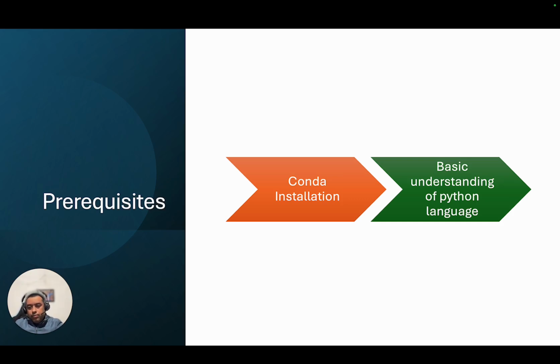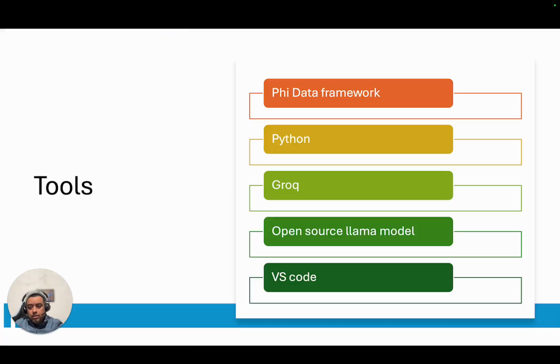The prerequisite for this video is the Conda installation and a basic understanding of the Python language. And the tools which we'll be using here are again the same: Phi Data Framework for Agentic AI, Python, Groq, open source Llama model, and VS Code.